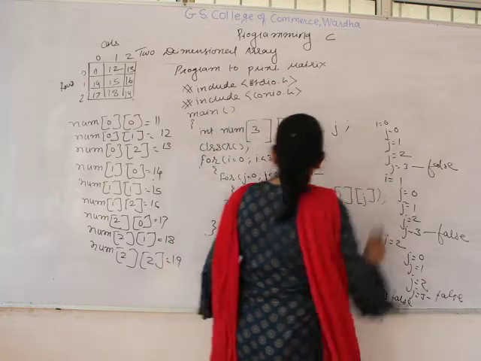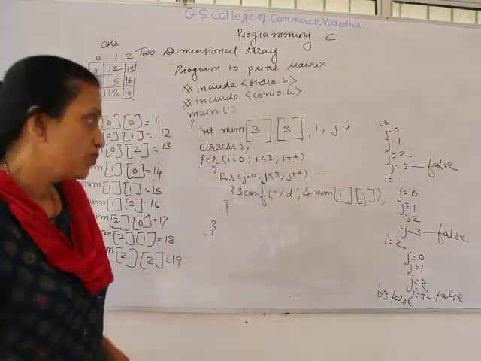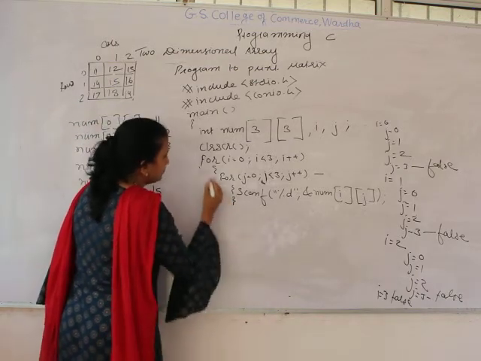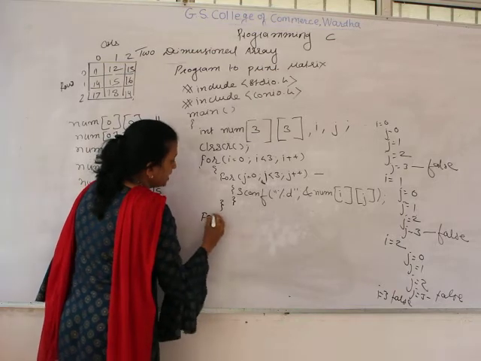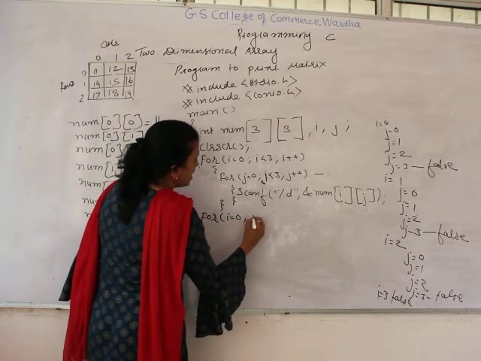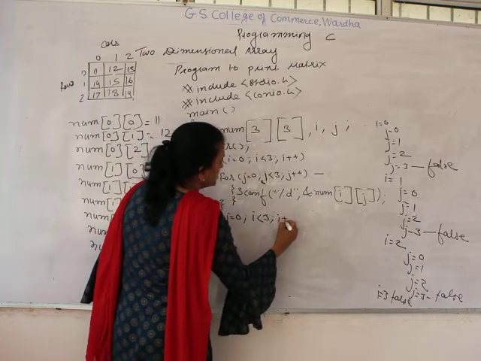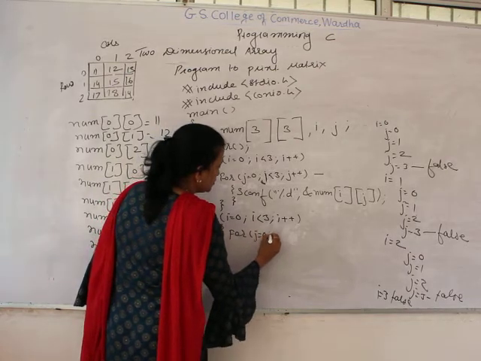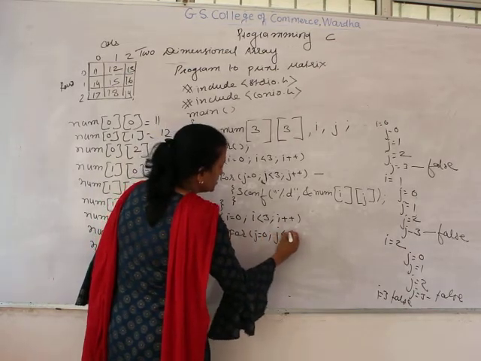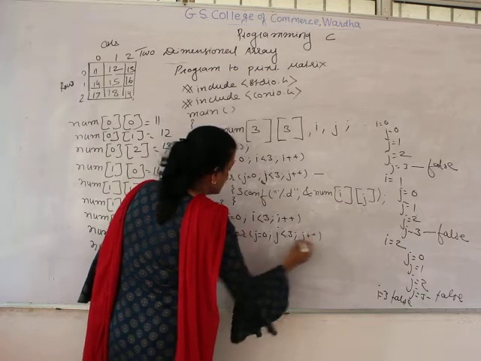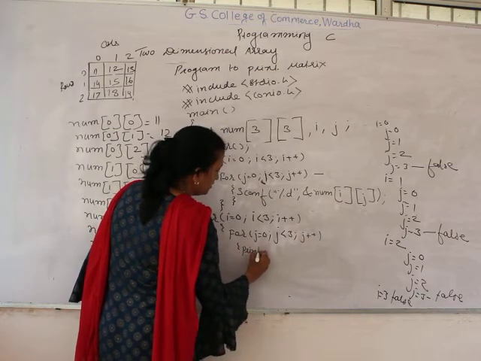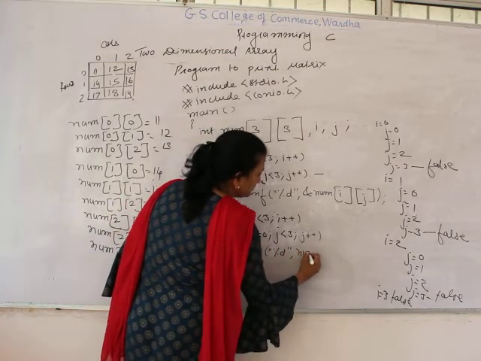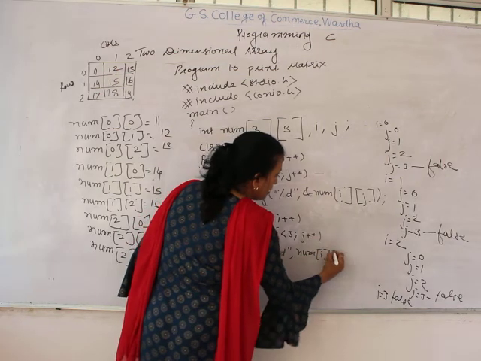Okay. To print the value of matrix, what you have to do? So you have to again set up the same loop: I is equal to 0, I less than 3, I plus plus, for J is equal to 0, which is for column, J less than 3, J plus plus. And here I am going to print a printf percentage num I and J.